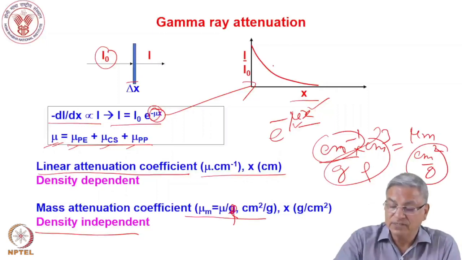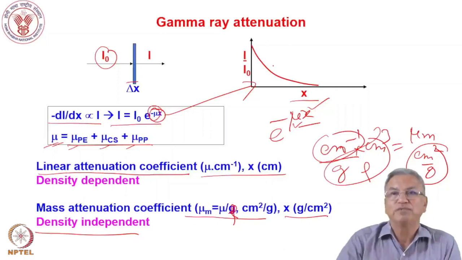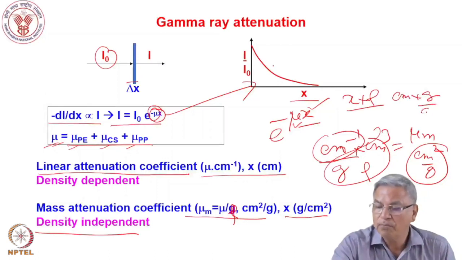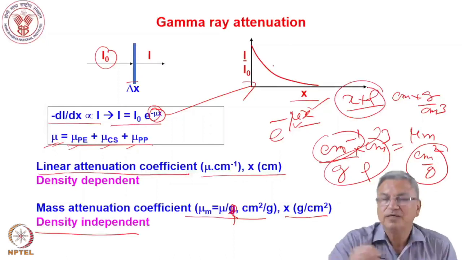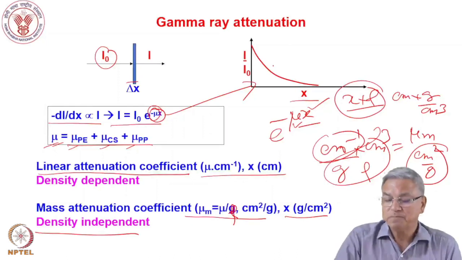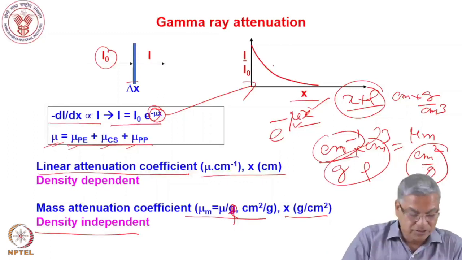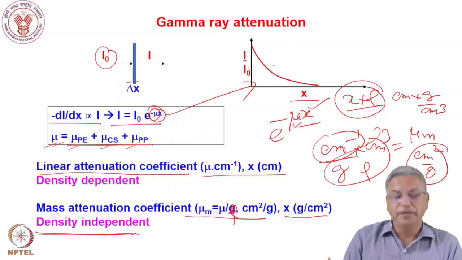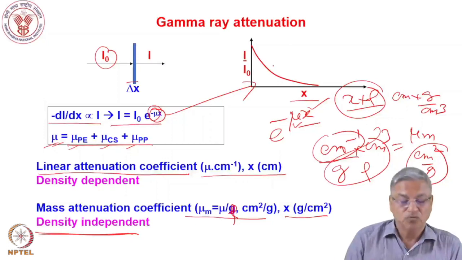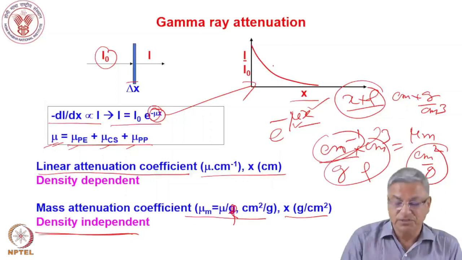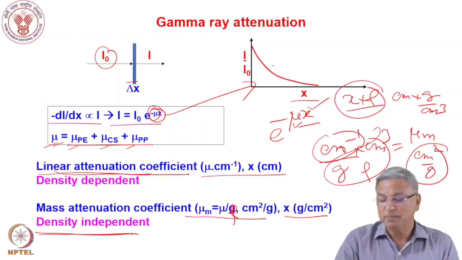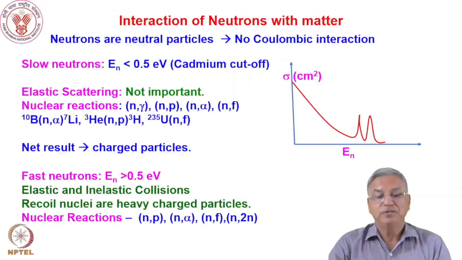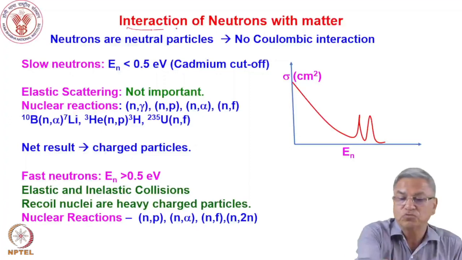This is called the mass attenuation coefficient. So if you write the thickness in gram per centimeter square, you multiply the thickness by density, x into density, which is centimeter into gram per centimeter cube. This is called the density dependent thickness. So normally in this interaction, we always talk about density dependent thicknesses. Then this becomes independent of the density of the material. So whatever value you get, mu m, it is independent of the density. Whereas the linear attenuation coefficient depends on the density of the material.